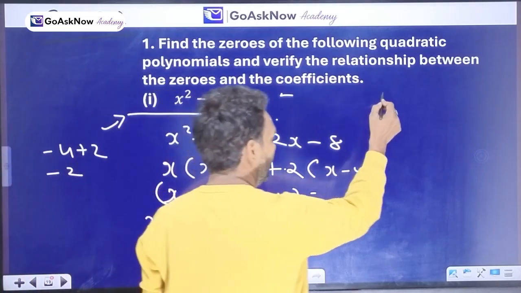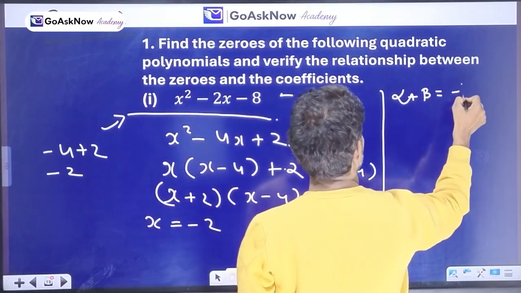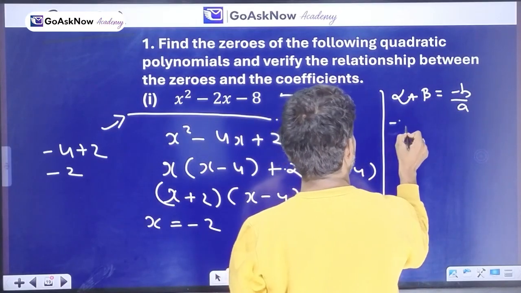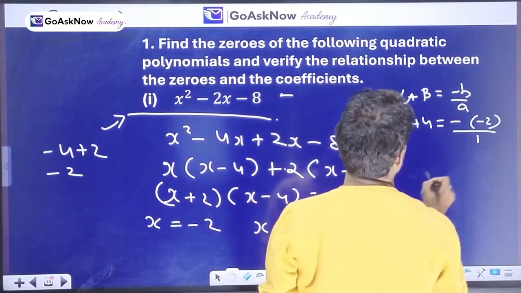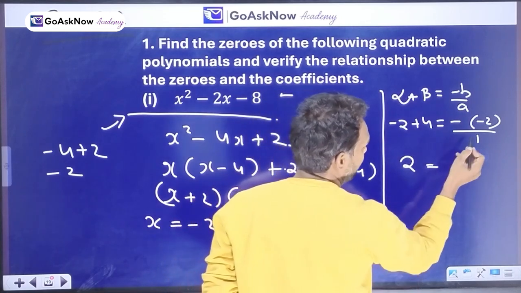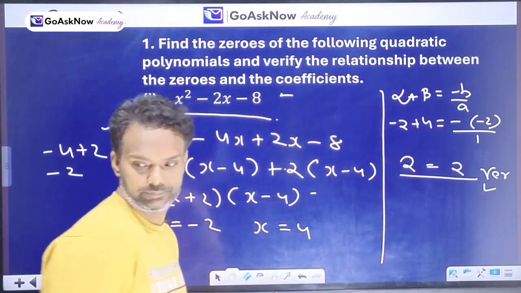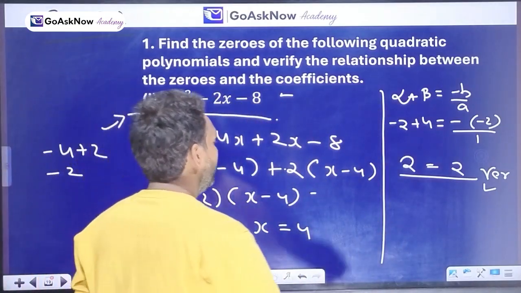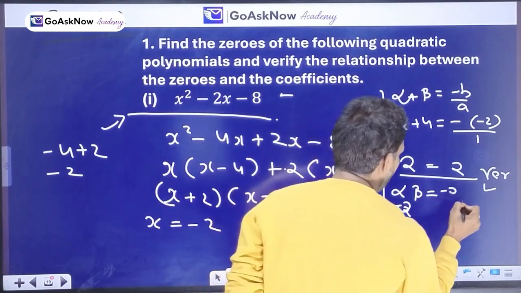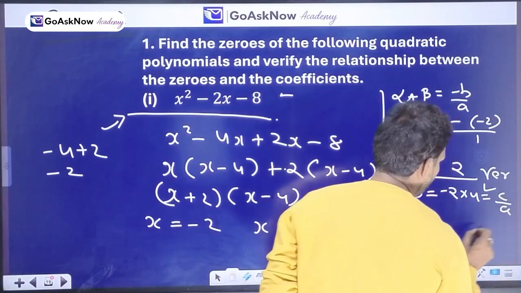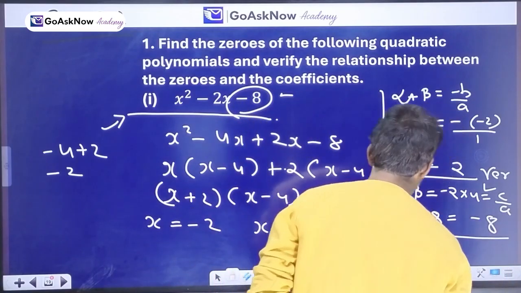Okay. Now, alpha plus beta is equal to minus b upon a. Alpha is minus 2, beta is 4, so minus 2 plus 4 is 2, and this is minus of minus, which is plus, therefore 2 is equal to 2, verified. Okay. Now, the product of roots alpha into beta is equal to minus 2 into 4, which is equal to c upon a. So, minus 8 is equal to minus 8, verified.